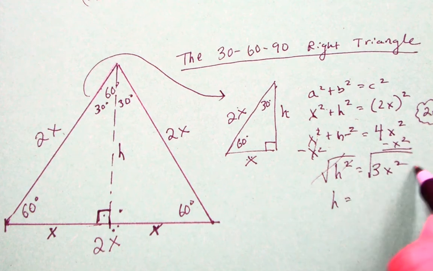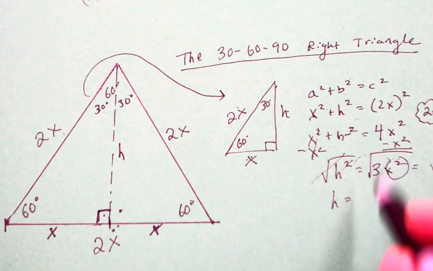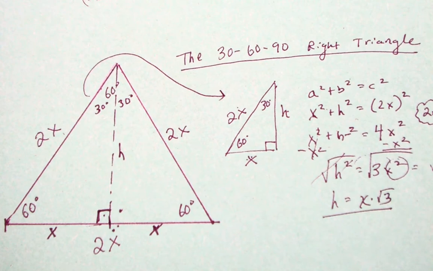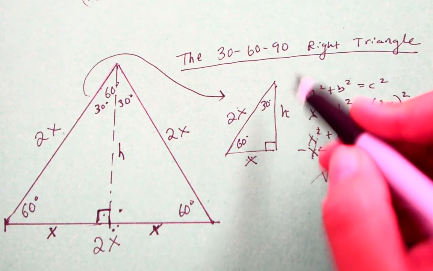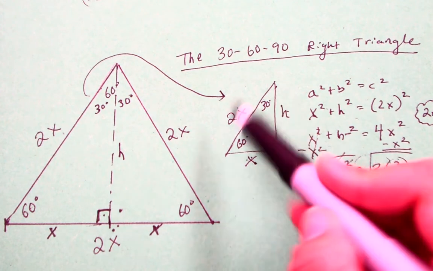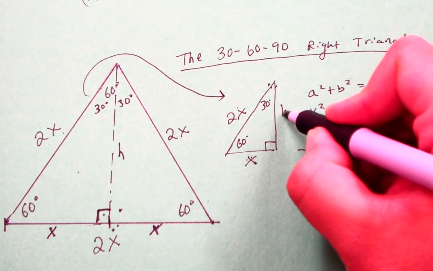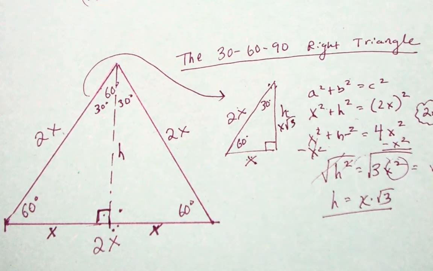Well, recall that this is the same as the square root of 3 times the square root of x squared. Well, the square root of x squared for the same reason is just x. Long story short, you can take this square out, and that'll give you x times the root of 3. So now we have a new way to express this length. This is a value, this is twice that value, and this other leg is that same value times the square root of 3.